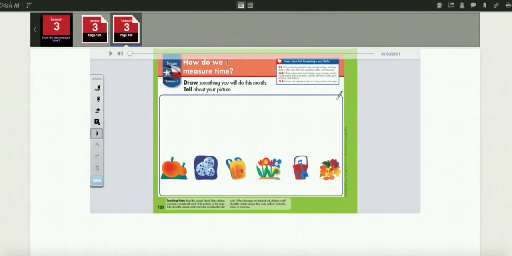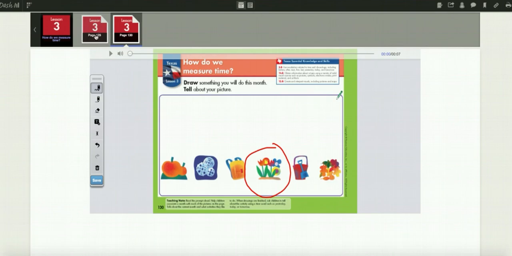So here it says, how do we measure time? Draw something you do with this month. Draw something you will do this month. Tell about your picture. So what is something that you might do this month? It is April. In April, we usually have showers, a lot of rain because it is springtime. And so a lot of plants will start to grow. Maybe you'll go outside and play. So we can go ahead and draw some flowers. Well, I'll go ahead and circle it so I don't have to draw.